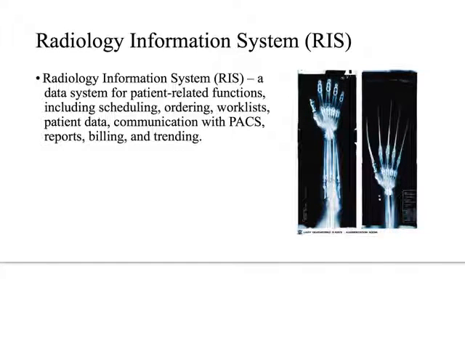So here's a RIS, right? And this is going to be the data system for any functionality related to just the radiology department. So scheduling, ordering, work lists are a big one, especially at facilities where management's watching really closely, like exam times and stuff like that. Patient data, and then there's communication typically between the RIS and PACS. It just depends, again, on the software platform and things like that, whether how deep that connectivity goes. And so that communication with PACS might be part of how reporting works, billing, and even patient trending.